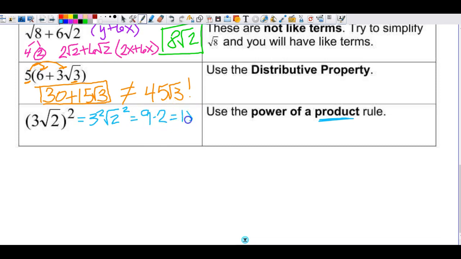is 18. And then another way to look at that also is to know that anytime you square anything, you multiply it by itself. So this is 3 square root of 2 times 3 square root of 2. And again, 3 times 3 is 9, square root of 2 times square root of 2 is 2, and you get 18 either way.